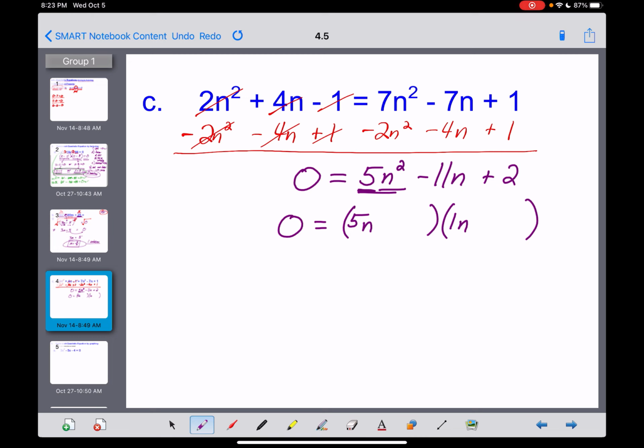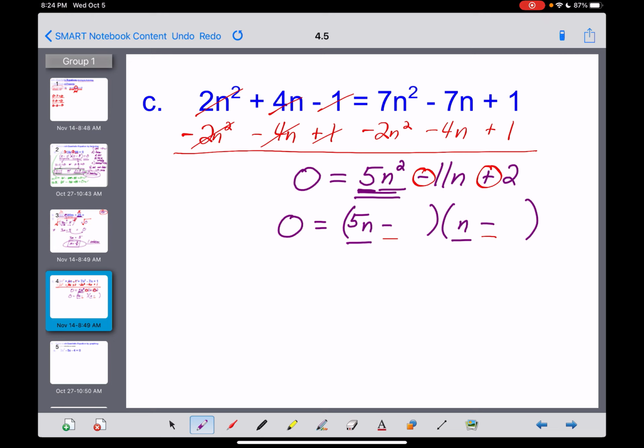But of course, there's no point in putting a 1 there in front of an n, so I'll just leave that as n. 5n times n gives us 5n squared. Now it's time to read the signs. That positive tells me that these two signs here are the same, and then I look right here, that tells me they're both negative. So minus, minus.